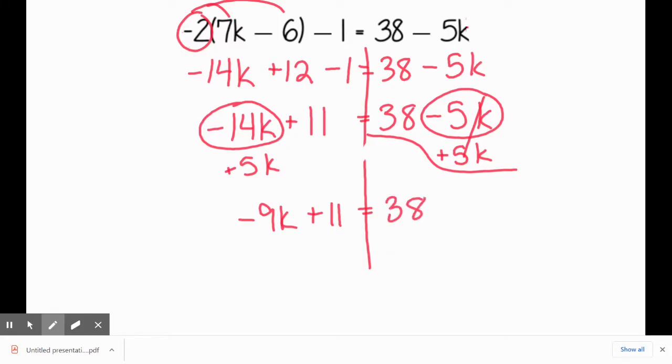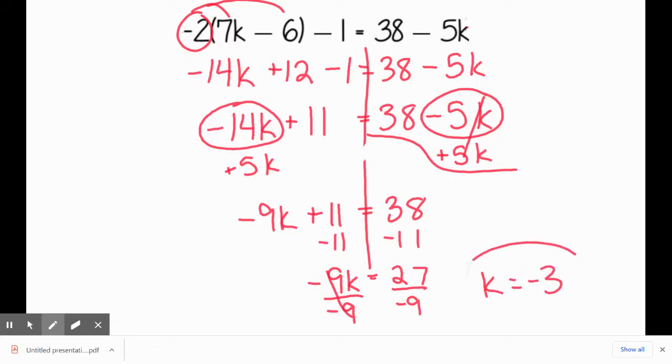Okay? Then from here, I'm going to subtract 11 from both sides. So the 11 and the negative 11 cancel, and I get negative 9k is equal to 38 minus 11, which is 8 minus 1 is 7, 3 minus 1 is 2. And now I'm going to divide both sides by negative 9. 27 divided by negative 9 is negative 3. So if you got negative 3, congratulations, you were correct.